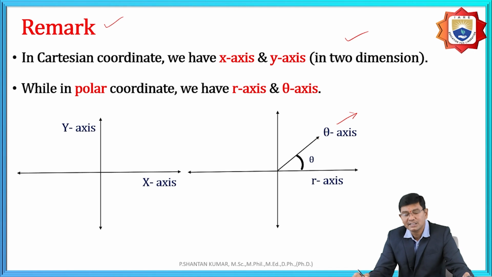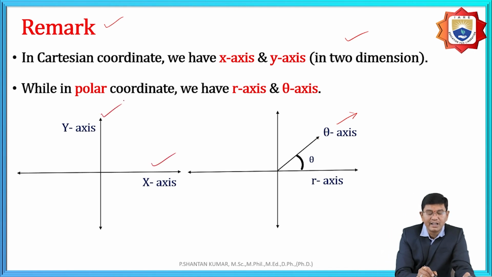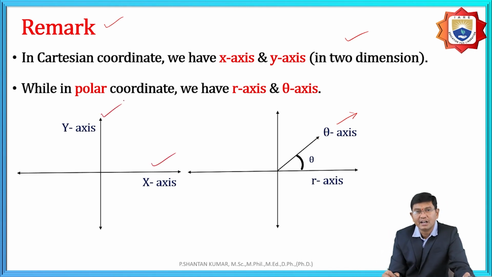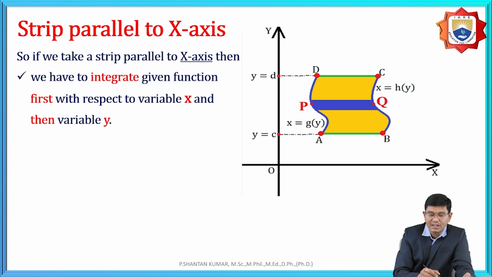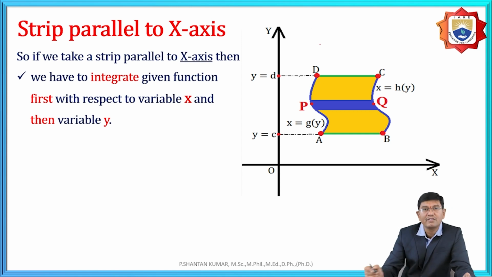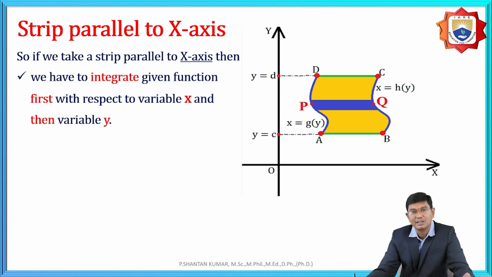That means in Cartesian we have the x-axis and y, but here we have r comma theta, where r is along the x-axis, and theta is the angle with r. Based on that we need to understand. Before going further, we also need to be aware of the strip parallel to the x-axis and the strip parallel to the y-axis, what we discussed in the previous session. We just need to recall it here.